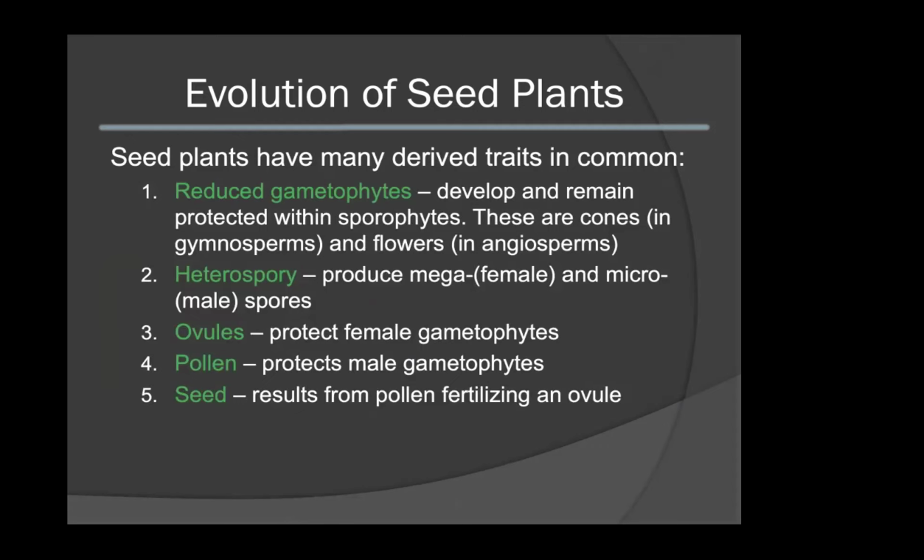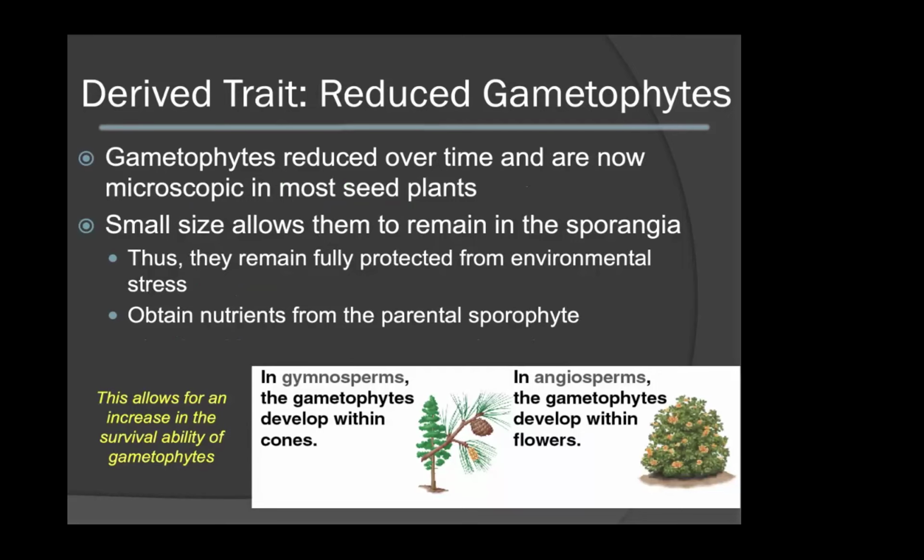Seed plants also exhibit heterospory. This means that they produce both mega and micro spores, representative of the female and male spores respectively. Seed plants also have ovules and pollen that protect the female and male gametophytes, and seeded plants also have the development of seeds. These seeds result from pollen fertilizing an ovule. We're now going to take a look at these derived traits.